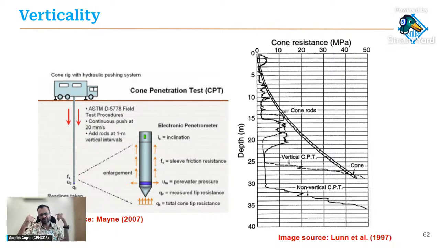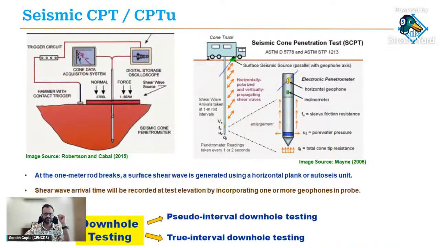The other reason why measurement of inclination is important is because the operator sitting on the ground can't see the cone. So sometimes the cone will go astray and start getting inclined, and that's dangerous because you can shear off your cone rods and the cone can be left inside the ground. You don't want that. So having an inclination measurement live is very useful, because in case your inclination increases beyond a couple of degrees, it's usually advisable to stop the test and pull out your cone and do it again, rather than losing your cone and losing your rods.